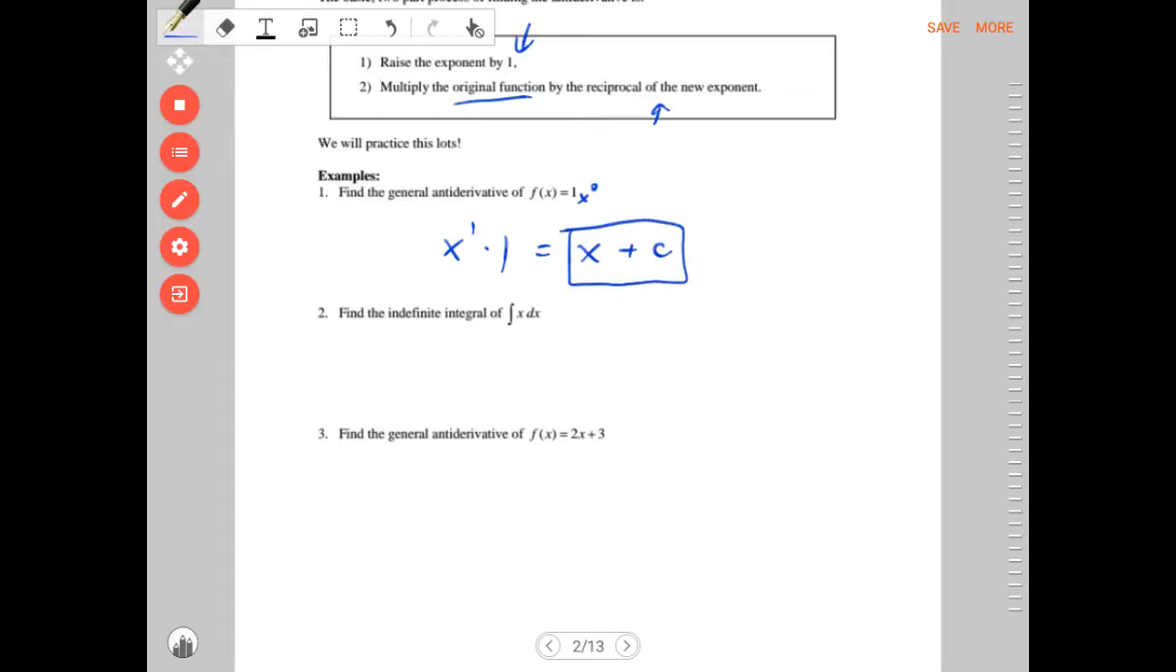Now, we can always check our answer by taking the derivative of this and seeing if we get the original.